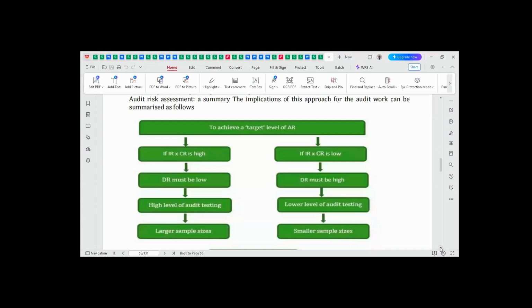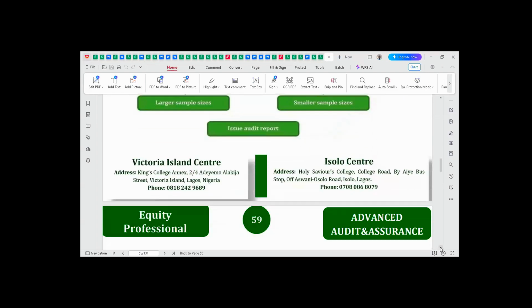But when the inherent and control risk is low, the detection risk will be high. That means there is a lower level of what? Audit testing. And that means that smaller sample sizes are tested by the auditor. That is what we mean by that.